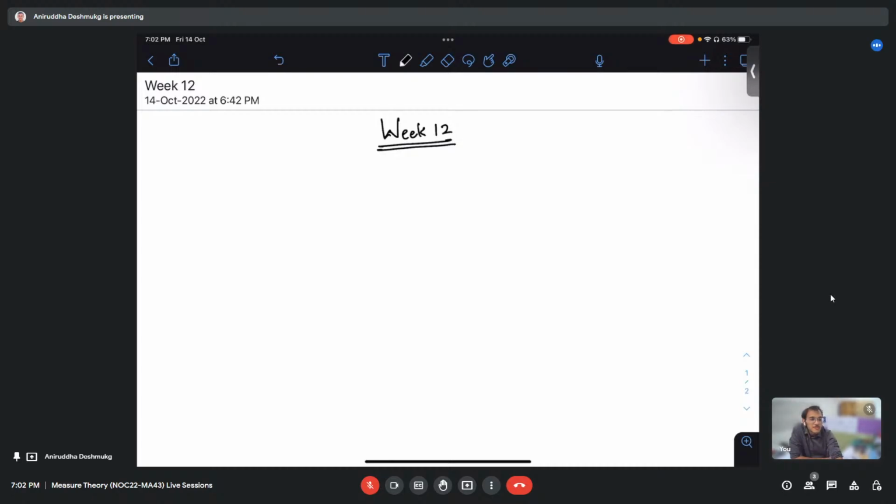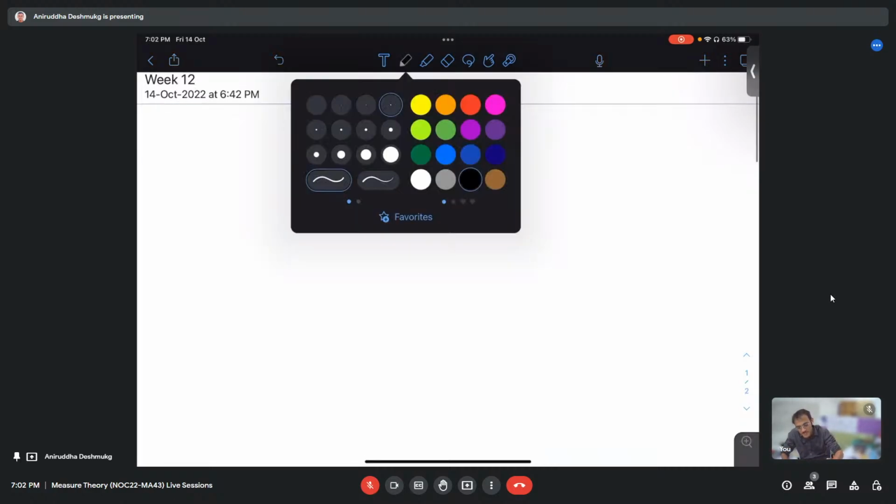So if there are no questions, let us begin. I want to discuss a few examples where we can check whether a function on the product space is L1 or not using Fubini's theorem. So notice, what was Fubini's theorem? Let me just write it.